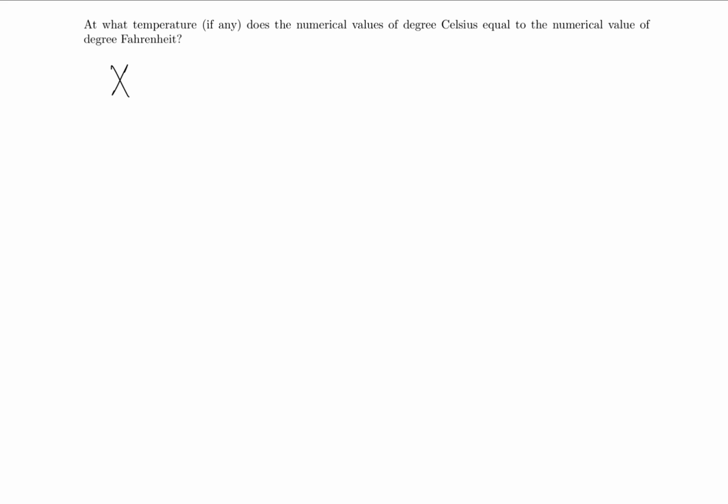We know X, by hypothesis, X in degrees Celsius is going to be the same as X in degrees Fahrenheit. Of course, this is by hypothesis because we want the numerical value to be the same. But then, what is the relationship between temperature in degrees Celsius and the temperature in degrees Fahrenheit? What is the relationship between the two?